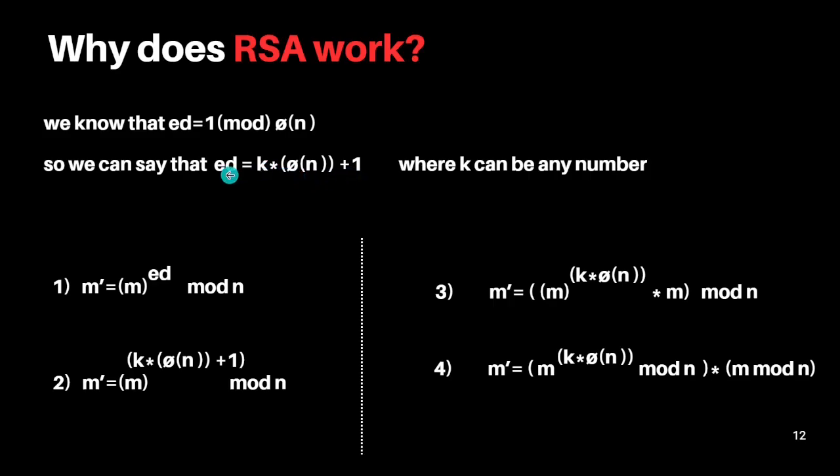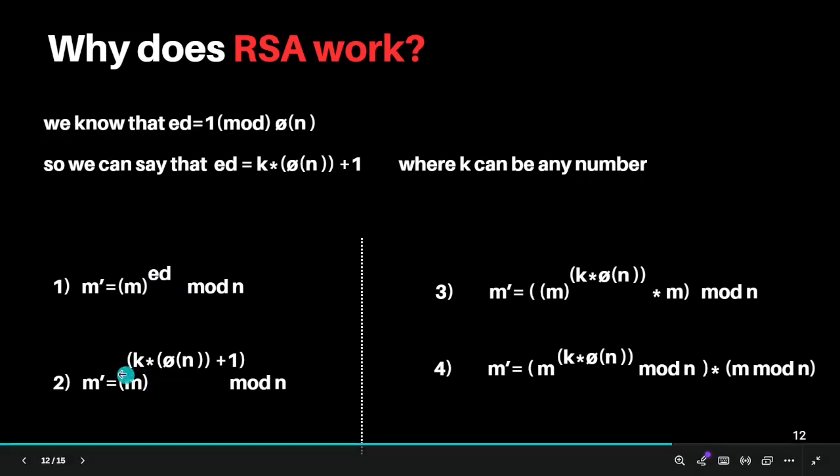Here you can see that ED can be written as k multiplied by phi of n plus 1, because when k multiplied by phi of n plus 1 is divided by phi of n, we get a remainder of 1 for any number k. The first part leaves a remainder of 0, and the second part leaves a remainder of 1. So in the place of ED, we can substitute k multiplied by phi of n plus 1.